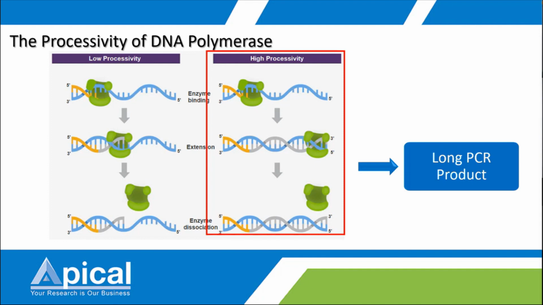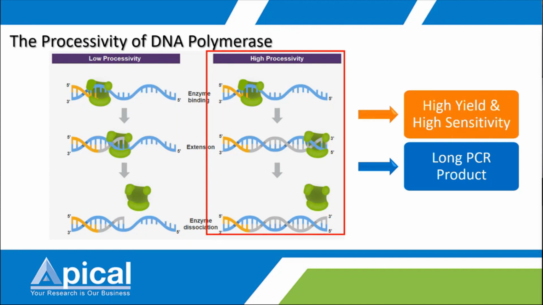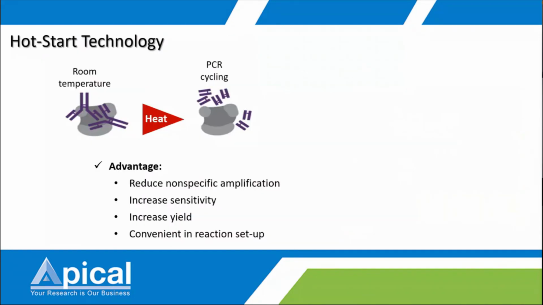And DNA polymerase with high processivity will also spend more time bound to the template. So they can actually complete more copies of the target sequence in each cycle. And this can result in a higher yield of the desired amplification product, which is particularly useful when the template DNA is low in abundance.